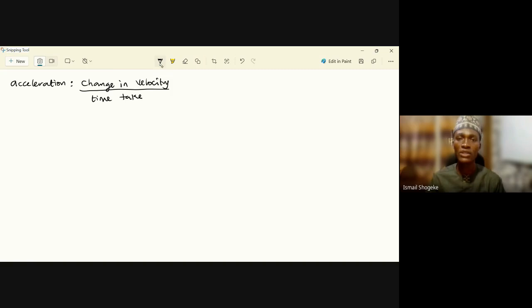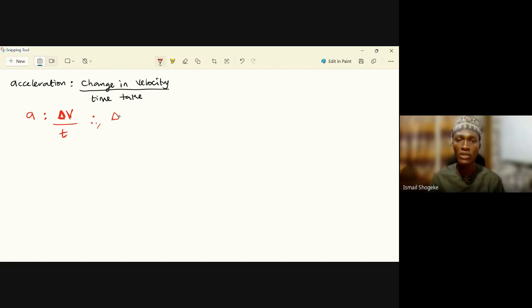Now, acceleration is denoted by A, and change in velocity is denoted by triangle V. This triangle in mathematics, as well as physics and chemistry, indicates change. So change in velocity, and I'm using the first letter to denote velocity, over t, time. Now, when we say change in velocity, what does it mean?